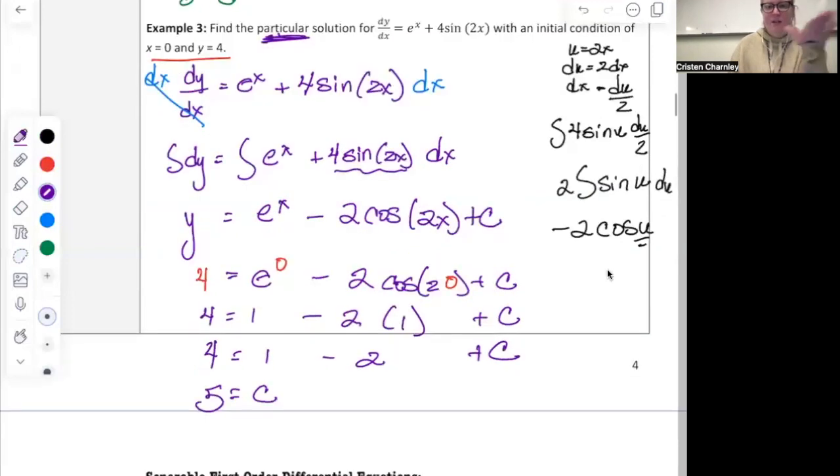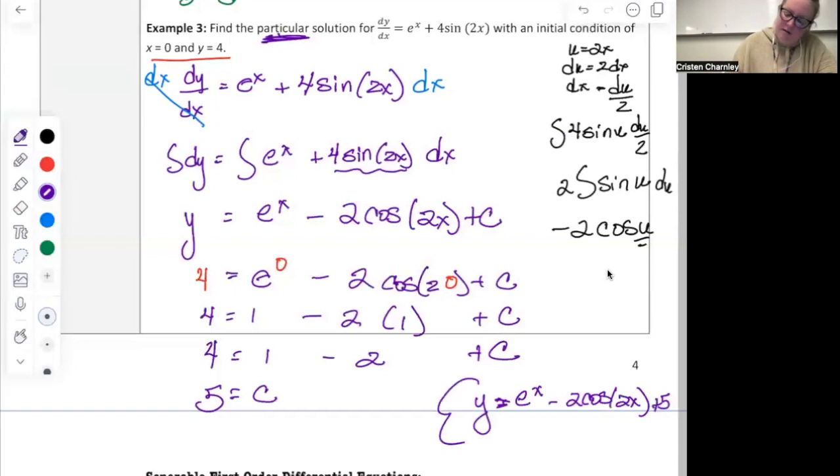So again, 5 equals c is not your final answer. You need the whole thing. Y equals e to the x minus 2 cosine, let me redo this. I'm showing everybody your stuff. Y equals e to the x minus 2 cosine of 2x plus 5. There you go. That's the final solution. This should be a pretty straightforward assignment. Let me know if you have any questions. Good luck.